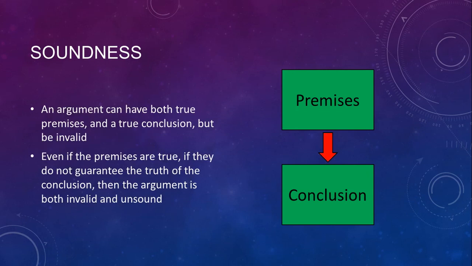However, just knowing that both the premises and the conclusion are true is not enough to guarantee that an argument is sound. An argument can have both true premises and a true conclusion, but nonetheless be invalid, right? These are cases where the truth of the premises doesn't guarantee the truth of the conclusion. Despite the fact that they both happen to be true in this world that we happen to exist in, there might be other possible worlds in which the premises are true, but the conclusion is false, okay?